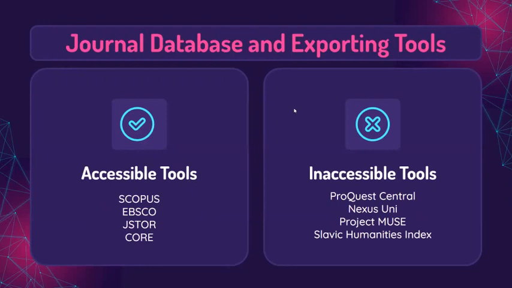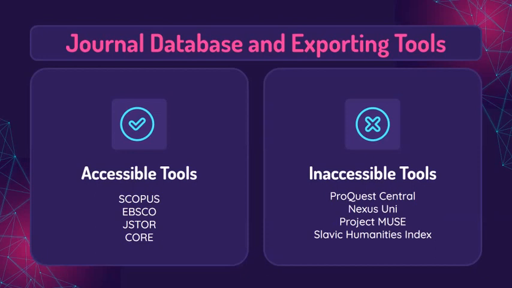Great. So when thinking about journal databases and exporting tools, found that a good number actually did have really good APIs or exporting tools like Scopus, Nabisco, JSTOR, and Core. Some of these are easily usable by library workers with or without programming or scripting knowledge. Some of these do require a bit of scripting knowledge.